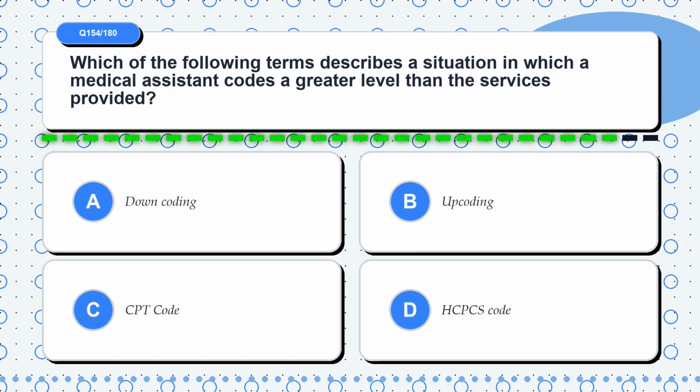Question 54. Which of the following terms describes a situation in which a medical assistant codes a greater level than the services provided? Here are the options. Option A. Downcoding. Option B. Upcoding. Option C. CPT code. Option D. HCPCS code.